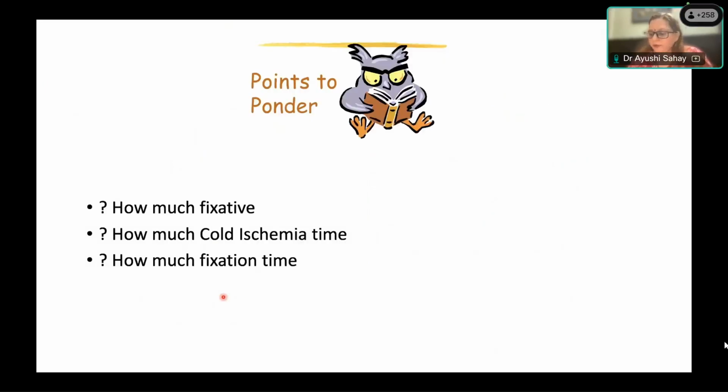So from my first years waiting for questions, the first question I would like to ask is from Divya Shri. How much is the fixative relative to the specimen which is ideal? Divya Shri, can you hear me? Yes, ma'am.